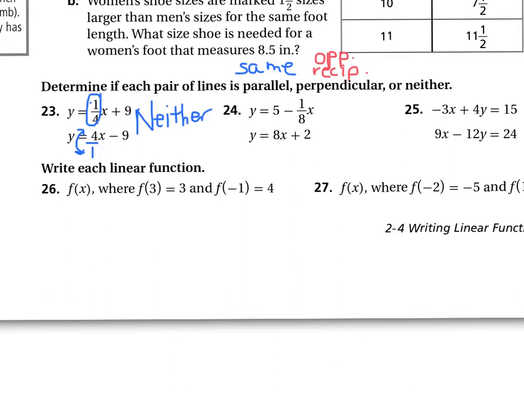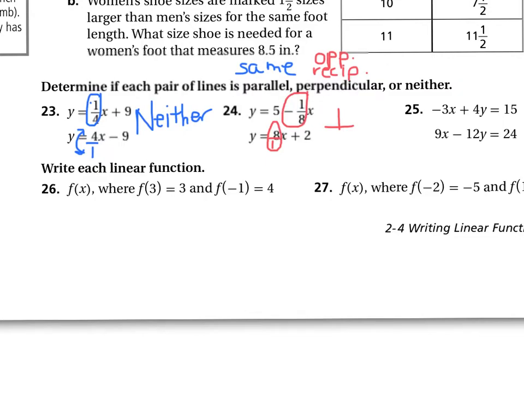On number 24, we look at the slope. In the first equation, the slope's in front of the x, so negative 1 over 8. In this one, it's positive 8. So it looks like this one's negative, this one's positive. They have opposite signs. This one's 1 over 8, this one's 8 over 1, and they are reciprocals. So these lines are perpendicular, or there's the symbol for perpendicular.